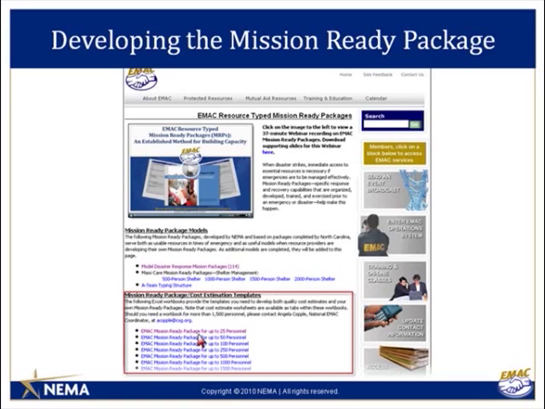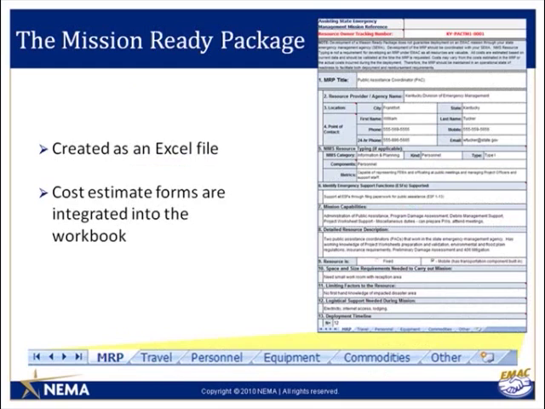You have to download it, and then you can add data into it, and it will contain the data that you enter. The beauty of the Mission Ready Package template that NEMA has designed is that it's created in an Excel format. The template contains 20 separate fields in which to put input data. And as an added feature, cost estimation forms are integrated into the workbook. This feature provides separate tabs to capture estimated expenses for travel, personnel costs, equipment, maintenance costs, commodities, and other costs associated with the development of a particular package.